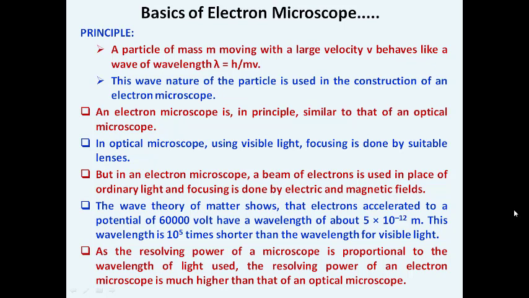So we already know that in this case the resolving power of the microscope is proportional to the wavelength of light used. Actually, we have to say it is inversely proportional. Whenever you use the shortest wavelength, the accuracy or the resolving power of the microscope goes on increasing. Okay, correct?